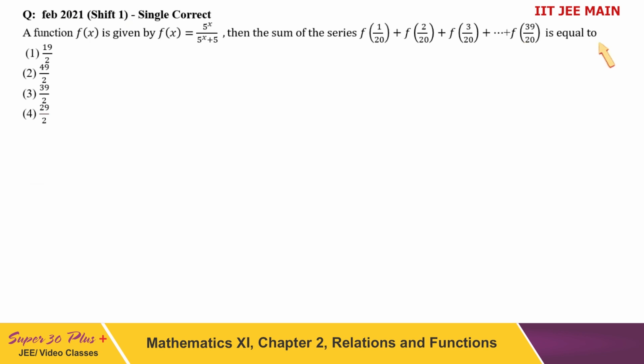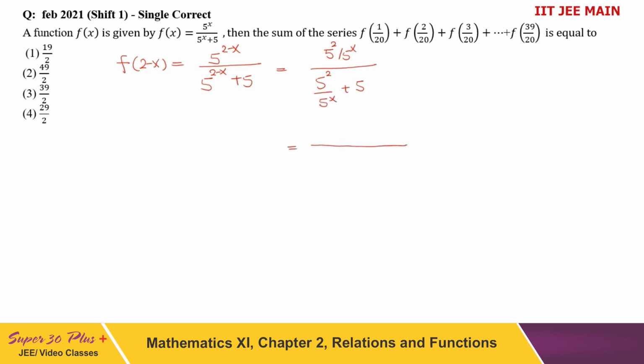Now we have to obtain a function f(2 minus x). Now replace the x by 2 minus x everywhere. It is 5 to power 2 minus x whole upon 5 to power 2 minus x plus 5. Now simplify it. It will become 5 square upon 5 to power x, whole upon 5 square upon 5 to power x plus 5.